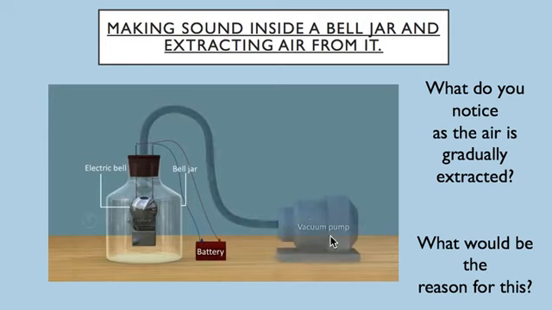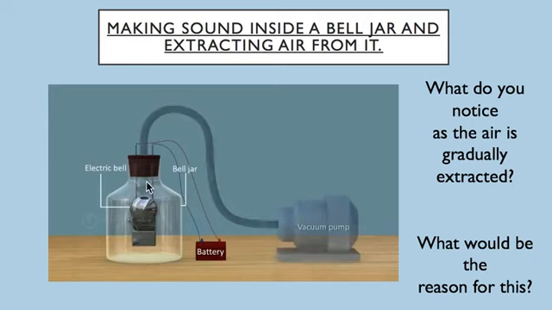So we've got a vacuum. This is a normal sort of demonstration that you might see. You've got a vacuum pump. A vacuum pump is something that can either pump air in or suck air out of something, here a bell jar. So it's a jar in the shape of a bell.